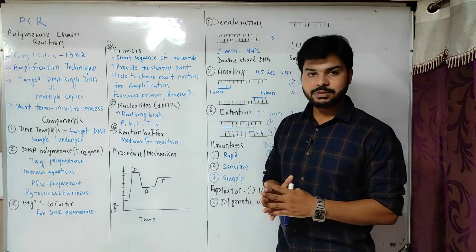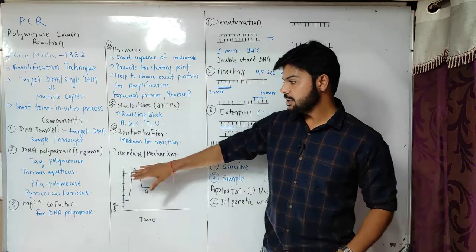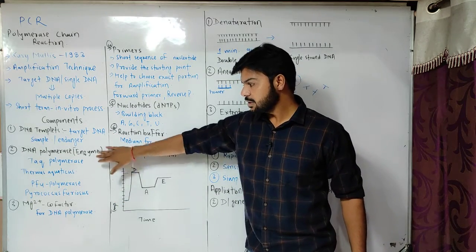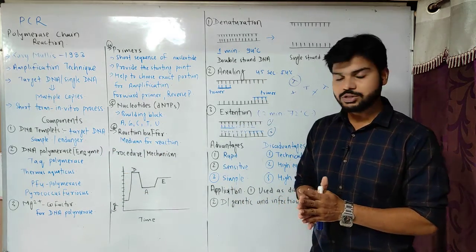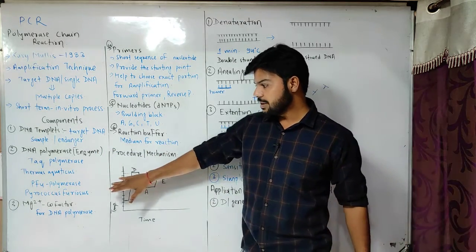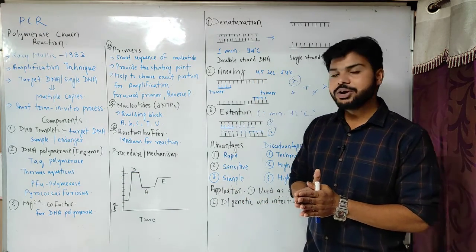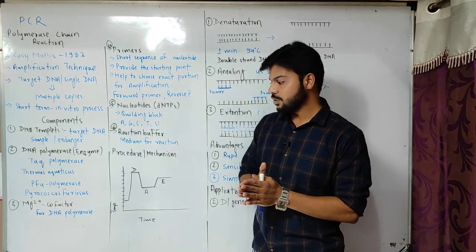There is another polymerase, that is Pfu polymerase, from Pyrococcus furiosus. There are many, but these 2-3 polymerase enzymes we can use for this process. Then magnesium 2+ ion as a cofactor. For increasing the activity of DNA polymerase, we can add the magnesium ion as a cofactor.